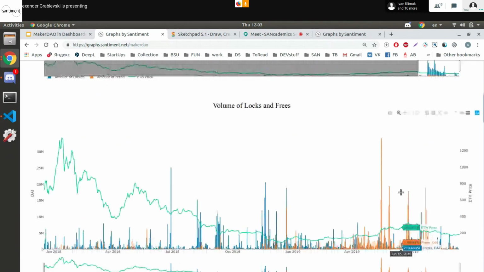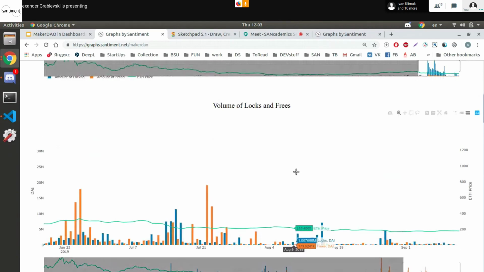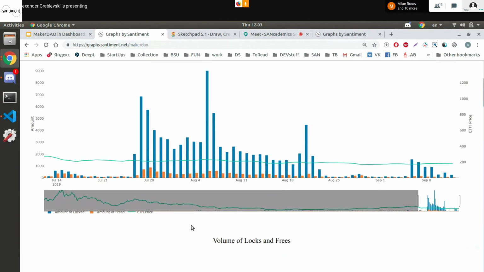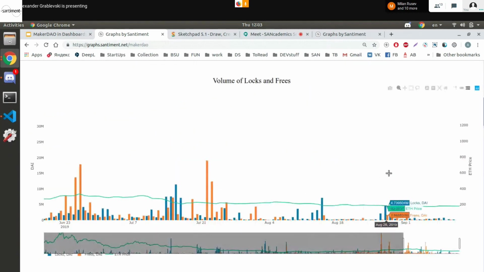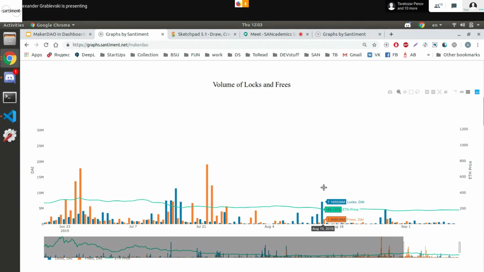We do care about its volume. And if you check the same volume, you can see that the picture is quite different. Again, the blue ones are locks, and the orange ones are frees. So now you see the picture is quite different, and on each particular day, you can see the difference between how much was locked via the system and how much was freed.